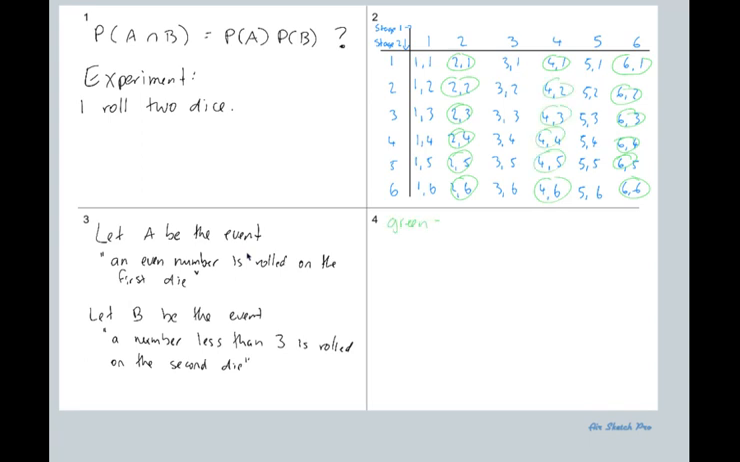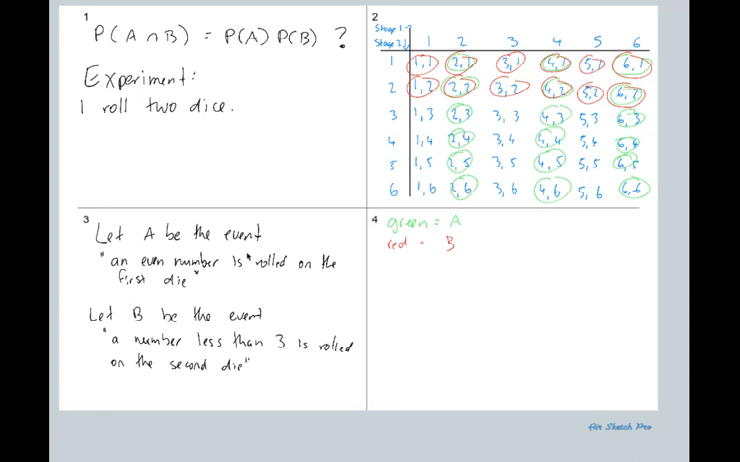So green equals event A. Good eye? Red equals event B. And that is less than 2 is rolled on the second die. Sorry, less than 3, beg your pardon. So it would be a 1 or a 2. Okay, so the Christmas looking ones, the red and green ones, that would be A intersect B.